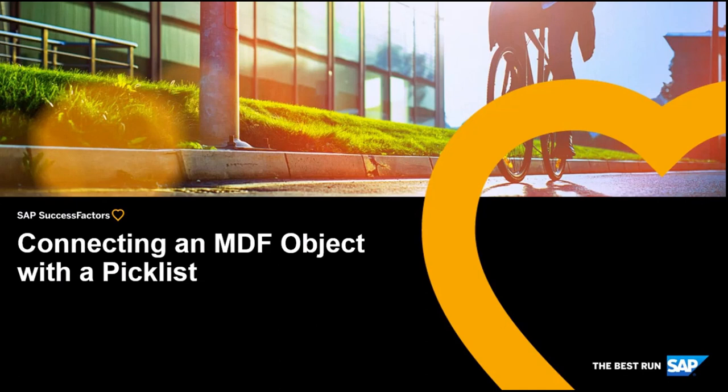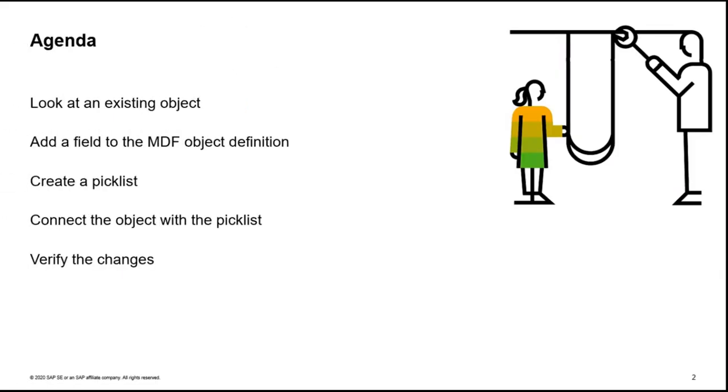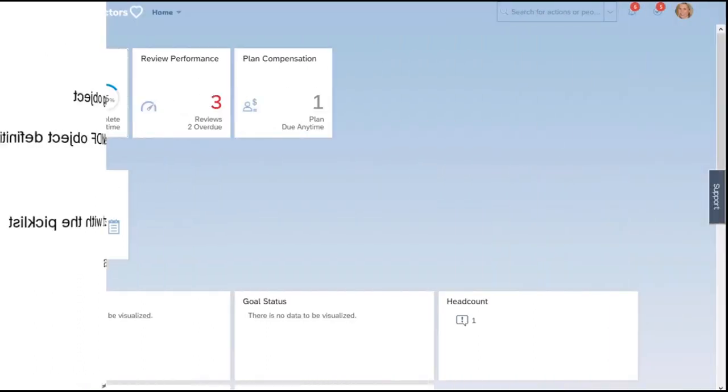Sometimes fields in an MDF object have to be connected with a Picklist. This is what we will look at in this video. We will first have a look at an existing object. Then we will add a field to the MDF object definition. We will create a Picklist and we will connect the object with a newly created Picklist. Then we will verify the changes.